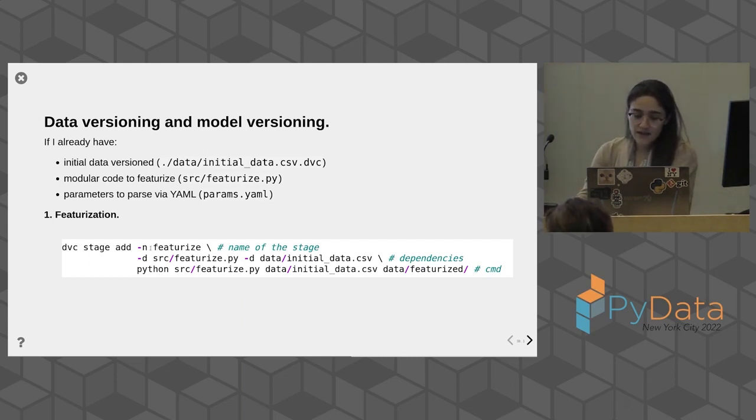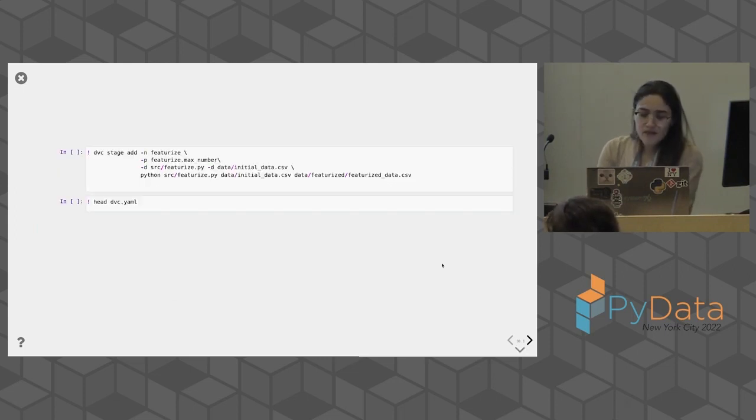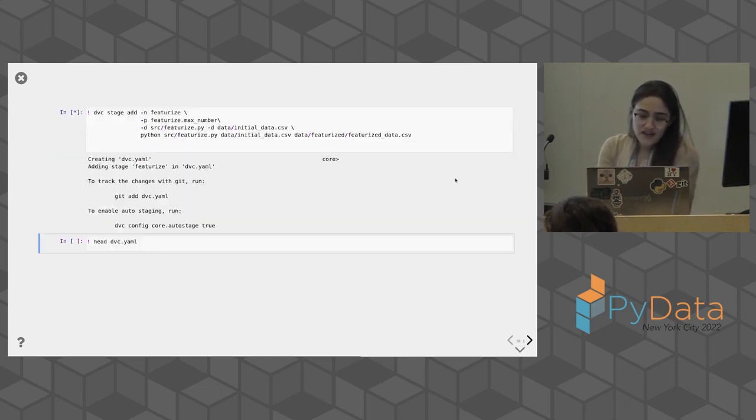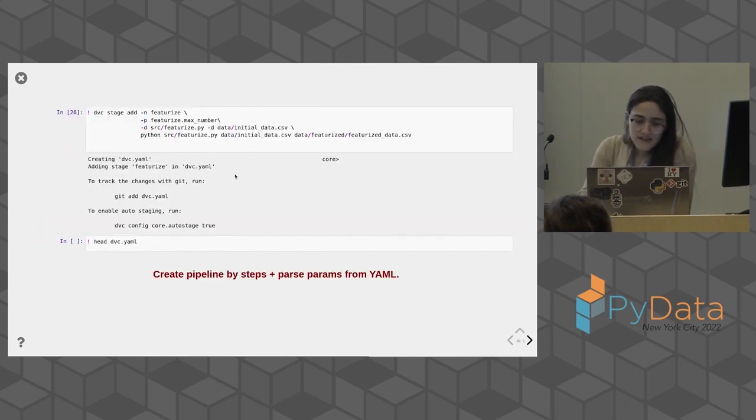I will have this name, Featurize. I have dependencies, labeled here with the -d flag. And then the Python code that I want to execute, the command line. When we run this, and I really hope it works, so it works, it's creating a stage called Featurize. DVC is telling us it's creating this dvc.yaml file and adding the stage Featurize in the dvc.yaml. I'm sorry, I'm just going to go to the next one because I need to run this, and it takes time.